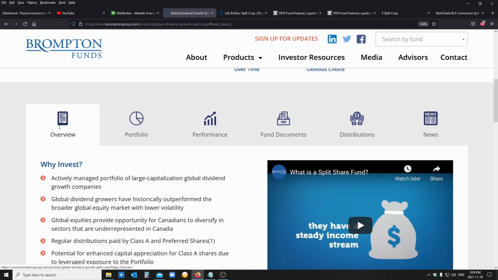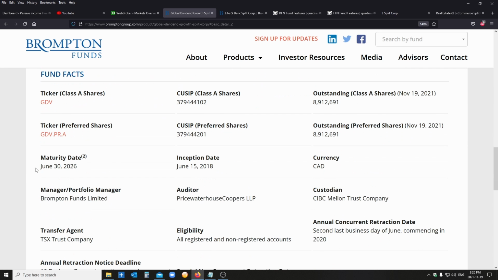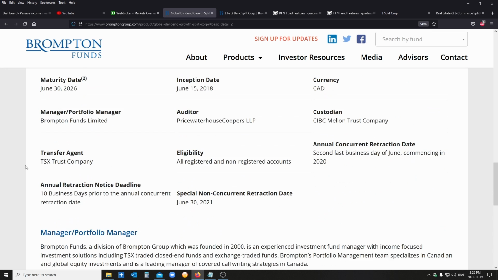And if we go back to overview and scroll down, you can actually get the stock symbol of the Class A shares, which, like we saw, is GDV, and of the preferred shares, and the outstanding shares. You see they're pretty much the same amount of shares between the Class A and the preferred share. And then you have here the maturity date. So this is maturity date, termination date, whatever you want to call it. So this split fund's maturity date is June 30th, 2026.